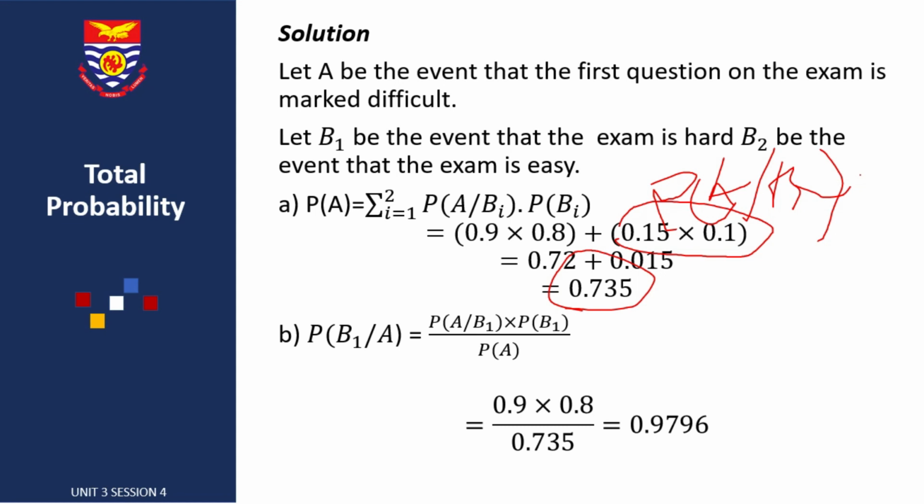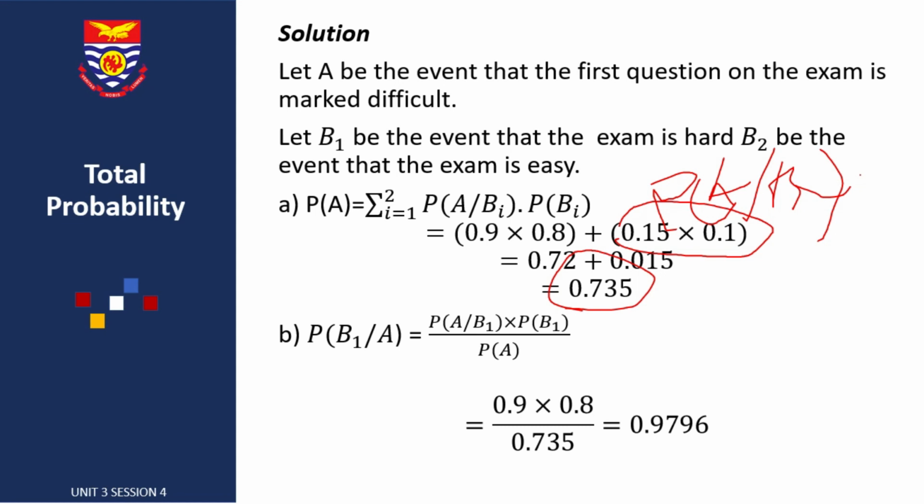You get it. So what did the B part of the question ask us to find? It asks us to find B1 given A. Our B1 is the event that the exam is hard, so we have to find the probability that the exam is hard, given that it is marked difficult. By conditional probability and total probability manipulation, the probability of B1 given A is equal to the probability of A given B1 times the probability of B1, all over the probability of A.